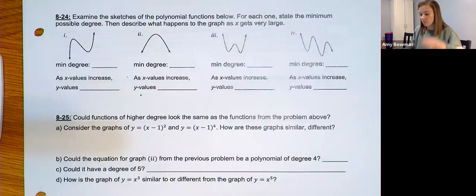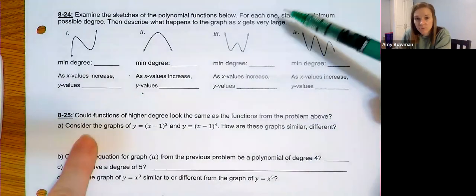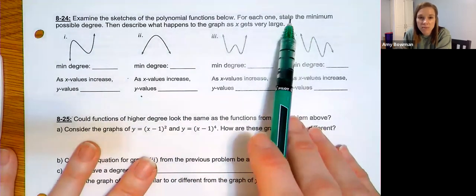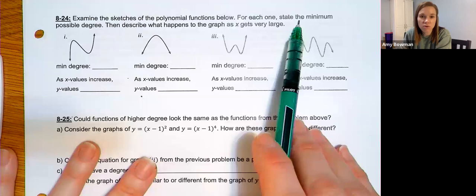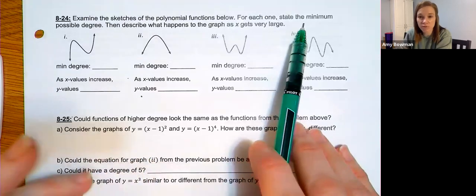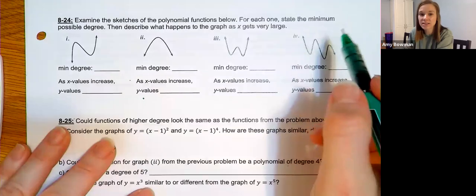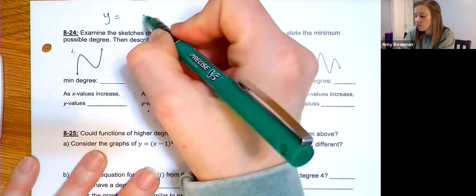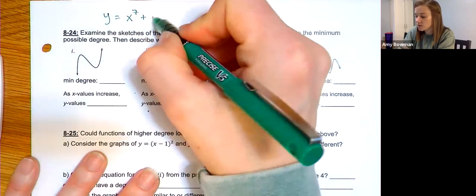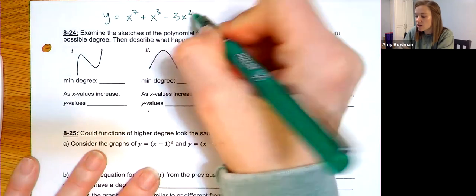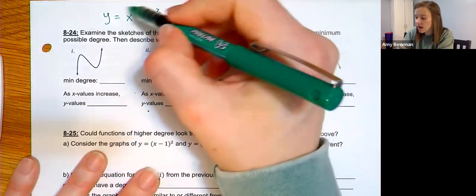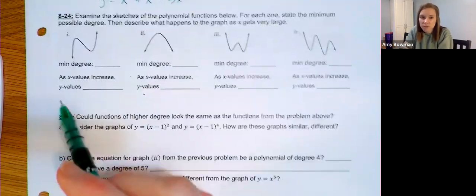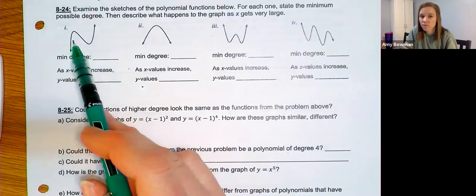So look at these sketches up here. An example or problem 24. So we want to know the minimum possible degree. So the lowest possible degree. Remember, when I say degree, we're talking about the highest exponent. So for example, if I had a polynomial like y equals x to the 7th plus x cubed minus 3x squared, this has degree 7. So that highest exponent is the degree of the function. So we want to know what is the lowest possible degree of this graph.